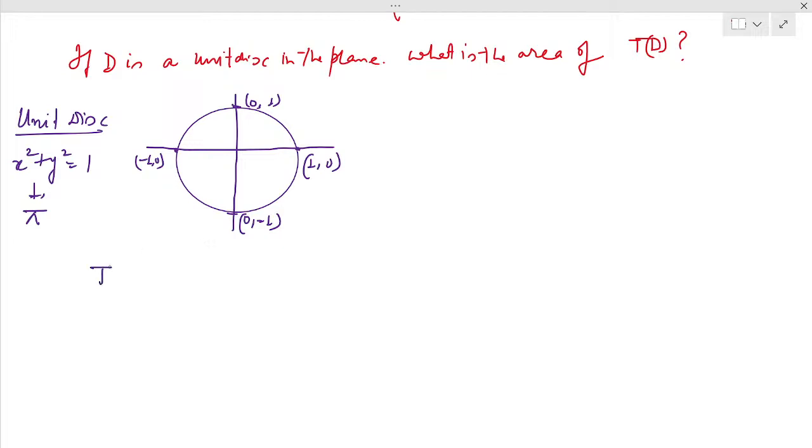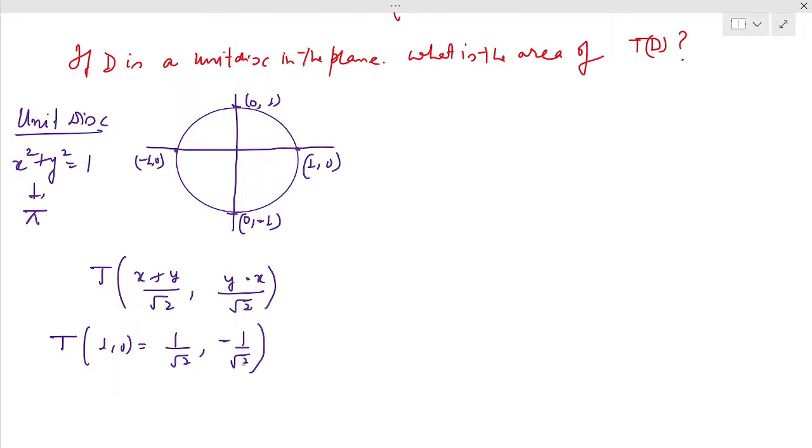Now according to the linear transformation that has been given to us, what is T? T is given as (x plus y) upon root 2 and (y minus x) upon root 2. So how will these coordinates transform? T of (1, 0) will transform to (1 upon root 2, minus 1 upon root 2). How would T of (0, 1) transform? It would transform to (1 upon root 2, 1 upon root 2).